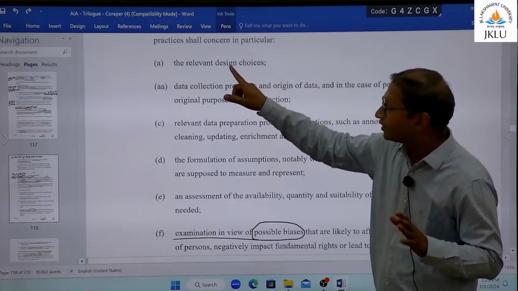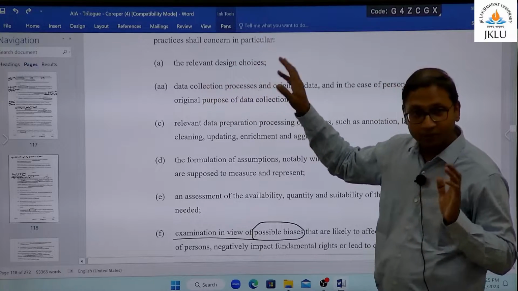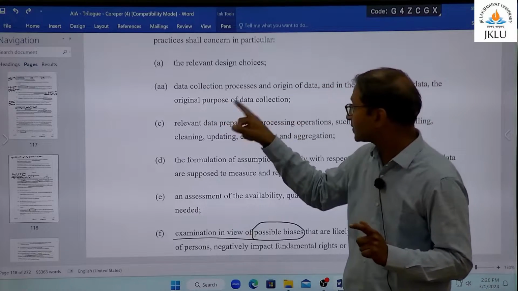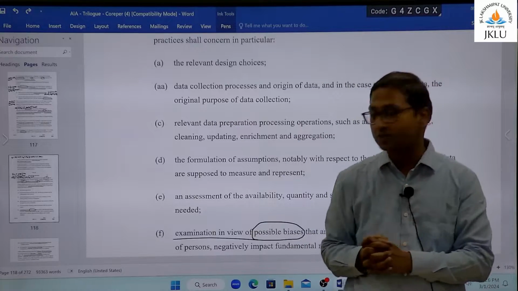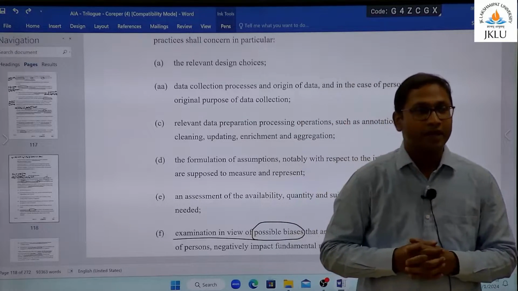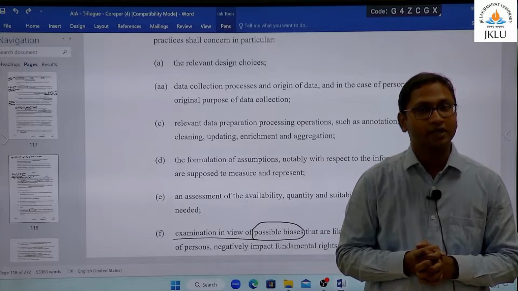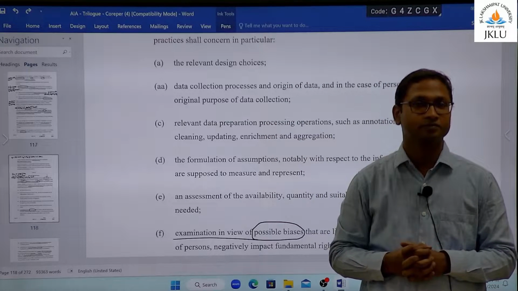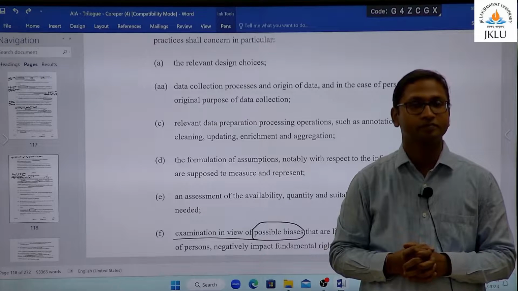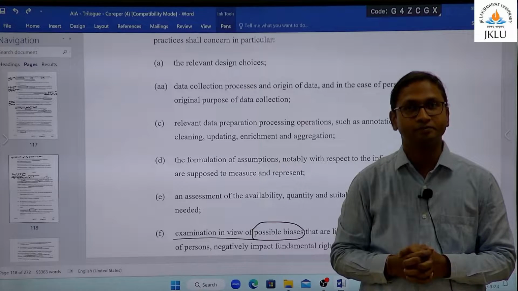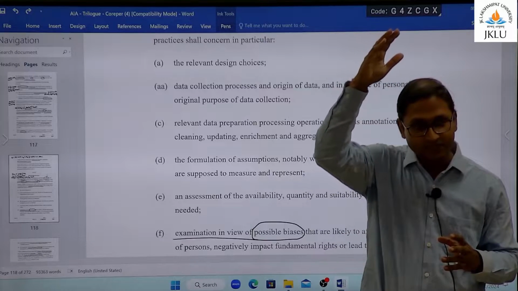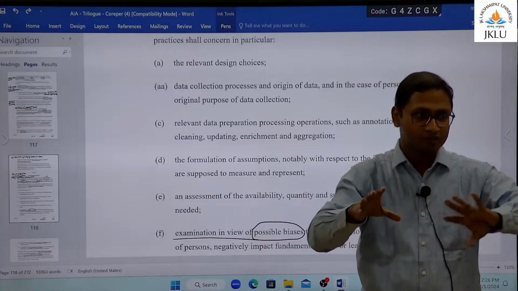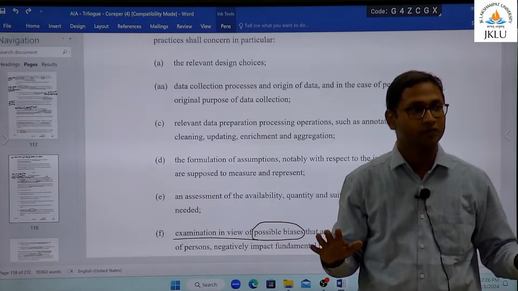So the relevant design choices, the data collection process and origin of data, and in case of personal data, the original purpose of data collection. So let's say if your company is processing personal data and it has purchased a personal data set from someone else. And let's say it was purchased for some other reason. Can you start using and do AI on it for some other reason? You can't. You can't process.